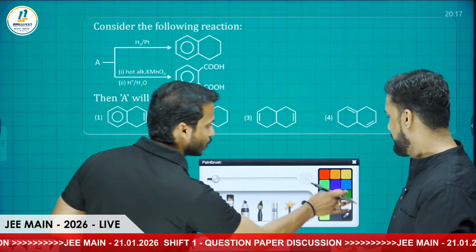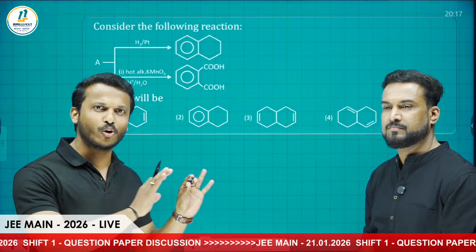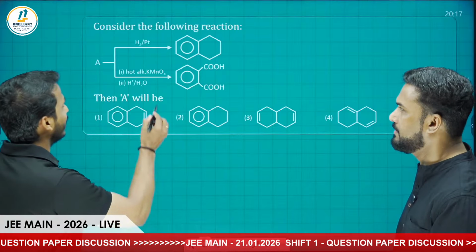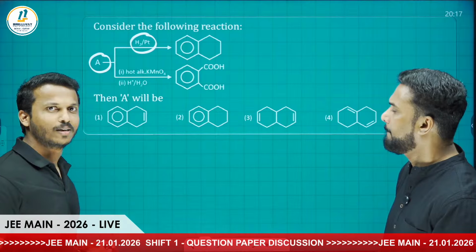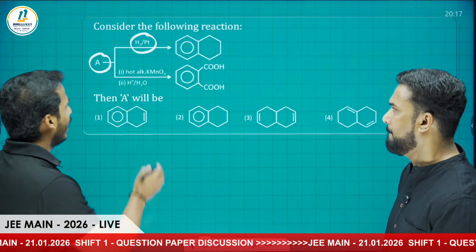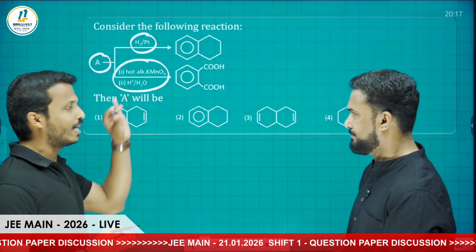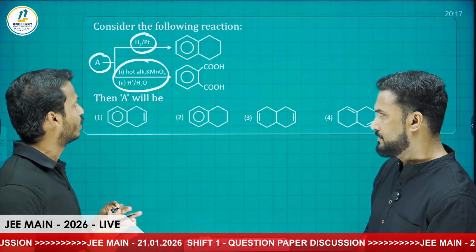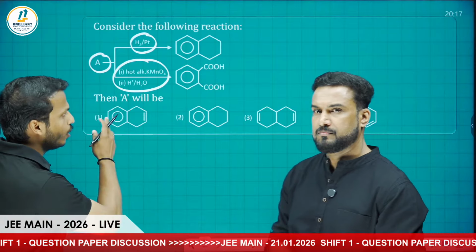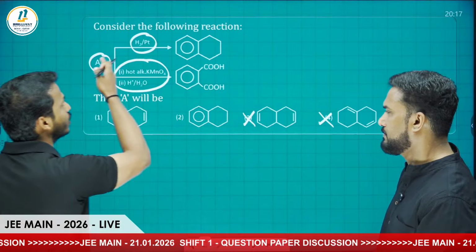Okay. The first question is from the organic part. I think the majority of you may answer it. Here A is the compound which is undergoing H2 with platinum, that's nothing but reduction. Secondly, they are treating with hot alkaline KMnO4 along with acid hydrolysis, so a strong oxidation is also there. On the product side, benzene is already there. So you can immediately cut options 3 and 4, because they cannot produce a benzene in the product side.